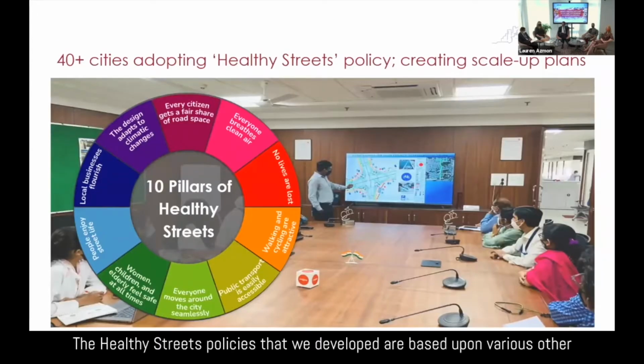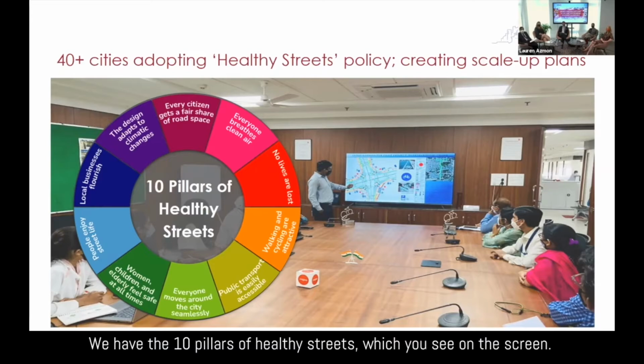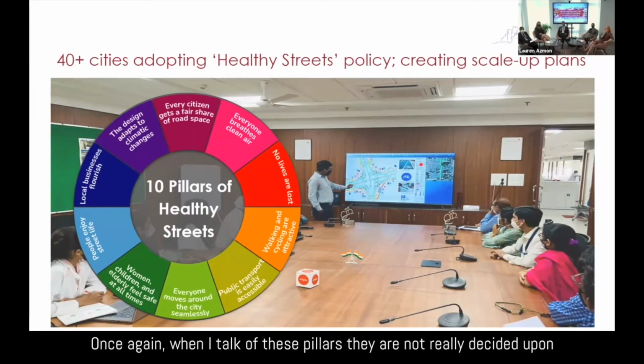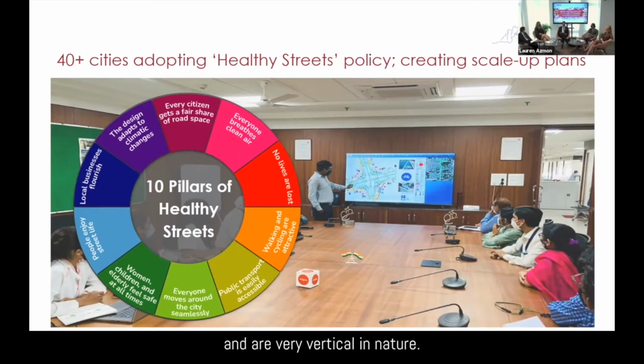The healthy streets policy is now being adopted. We moved from what we call the complete streets policy to now the healthy streets policy, integrating a lot of other aspects of environment, health planning, economic planners, streets basically. And these are the 10 pillars of healthy streets which are emerging. Once again, when I talk of these pillars, they're not pillars we decided upon and then started implementing. These are what emerged from our practice on the ground. So these are very empirical in nature.